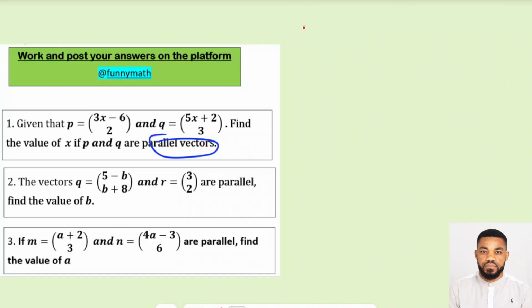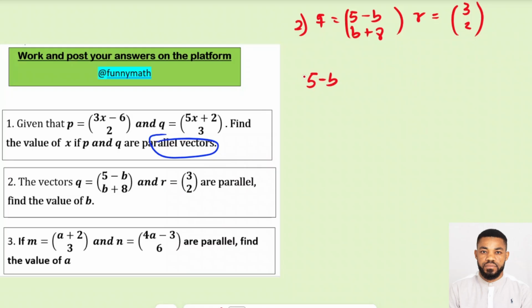The second one too here, that is question 2. And the vectors are this. We have the vector Q, and the vector Q has component 5 minus b, b plus 8. And the vector R also has component 3, 2. So these are the two vectors with their components. Now, what are the corresponding components? 5 minus b and 3, they correspond. So we can form ratio with that. So that's going to be 5 minus b, and this is a binomial, so we just put in brackets, over 3. So we are done with the x component.